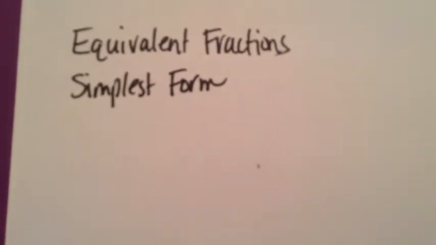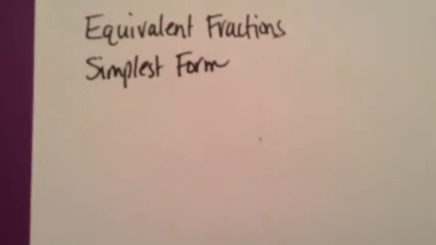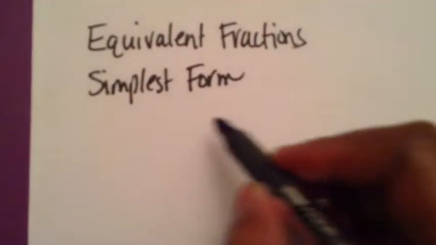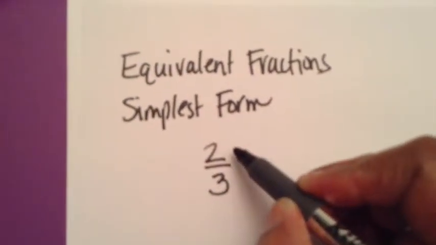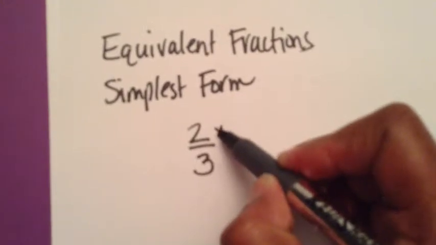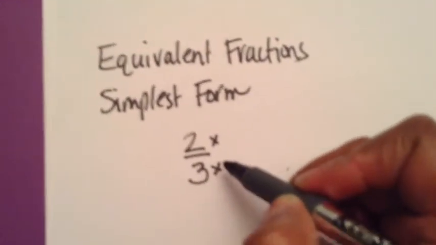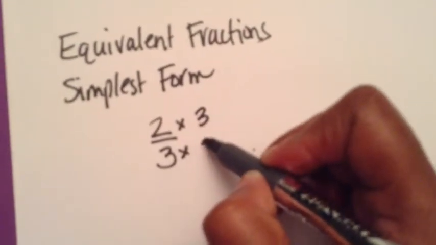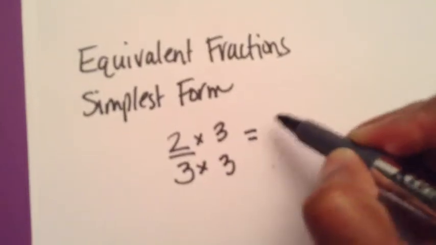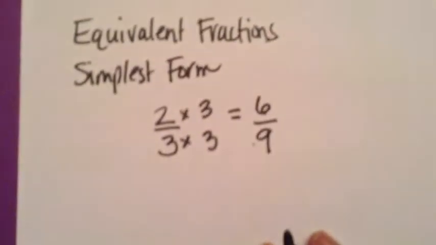The first worksheet that you're going to work on has to do with equivalent fractions. The way to make equivalent fractions is to simply multiply or divide. I'm going to show you how you can multiply and make equivalent fractions. Whenever you multiply, you have to multiply the numerator and the denominator by the same number. So if I multiply them both by 3, I then would create an equivalent fraction of 6/9.